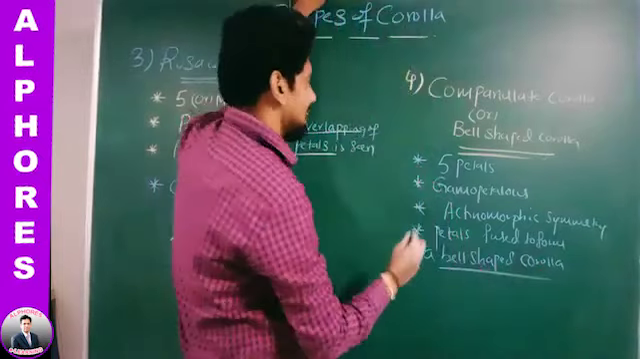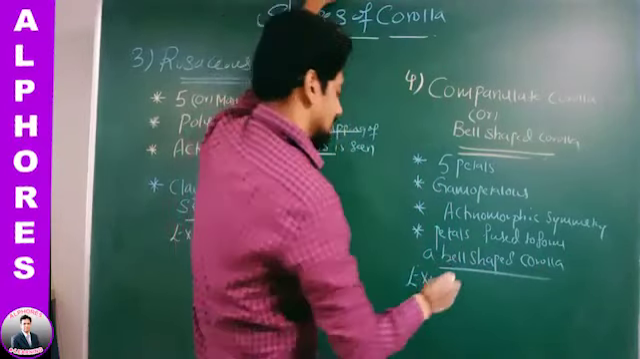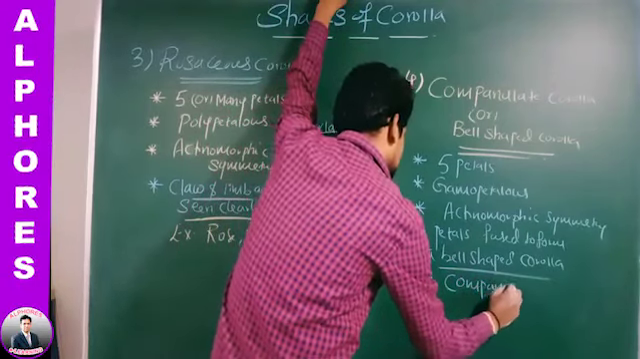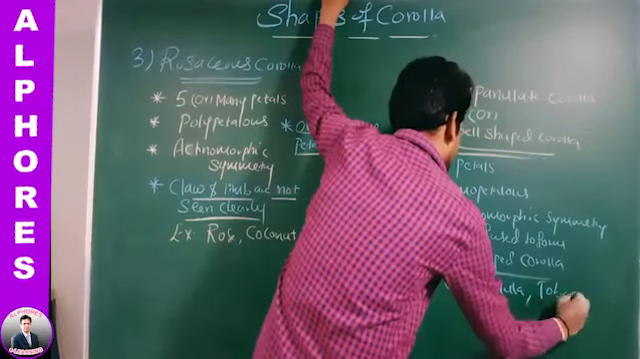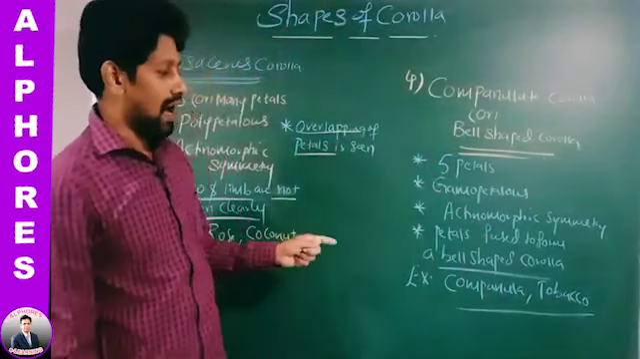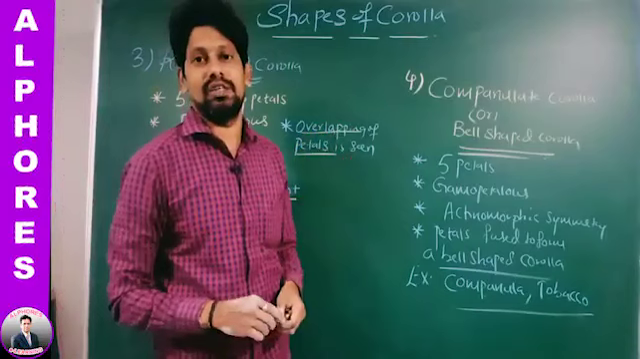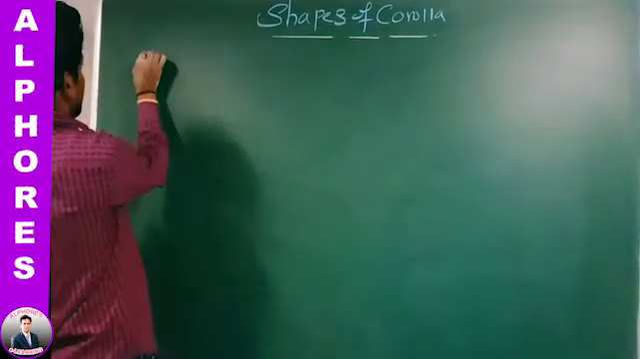What are the examples for campanulate or bell-shaped corolla? Campanula. The second example is tobacco. Campanula and tobacco are examples for campanulate corolla or bell-shaped corolla. Now go for the next one.